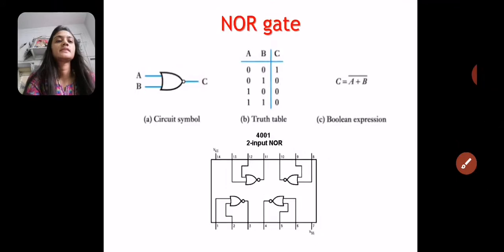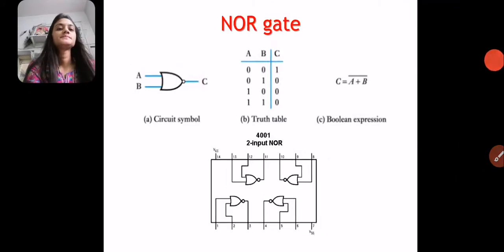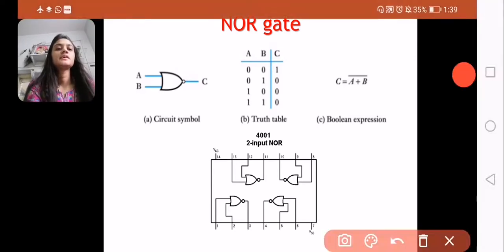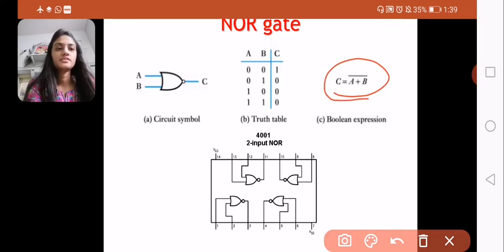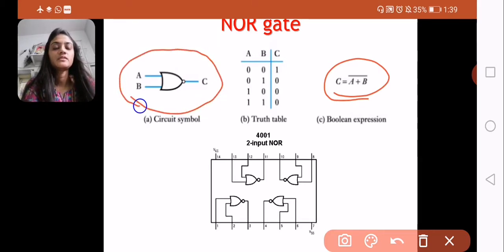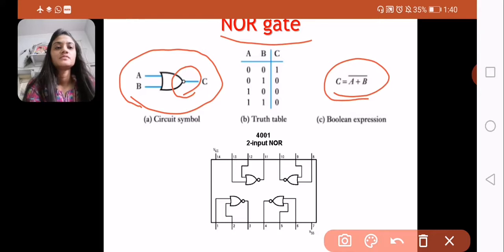Let us study the next gate, that is NOR gate. NOR means NOT of OR operation, where OR means addition. So after doing the OR operation, you have to find its NOT. A plus B whole bar will be the equation of NOR gate. In the symbol, after the OR you have to put one bubble, so that will become the NOR gate. So let us find out its truth table, addition and then NOT.